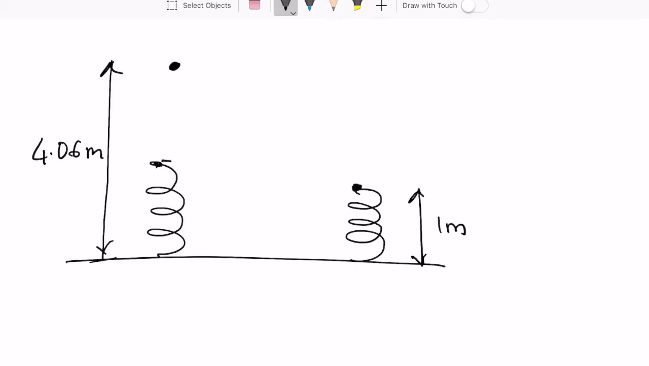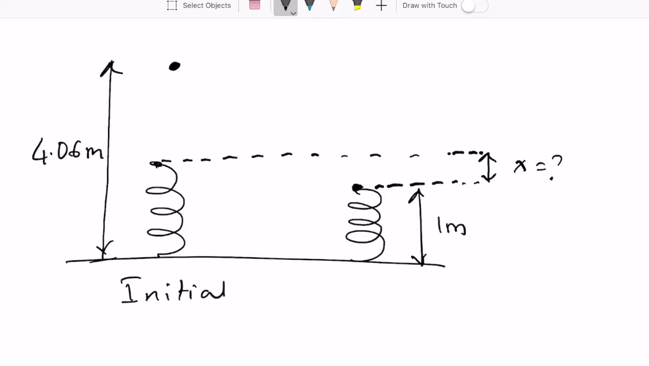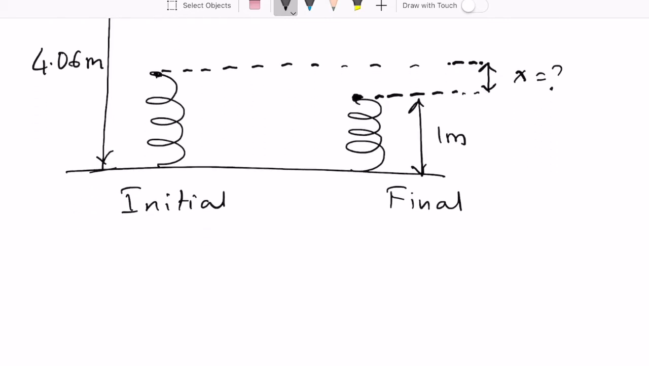So we have to calculate this compression of the spring. That's what we are trying to find. This is the initial and this is the final state. So how do we find that? Let's just apply our equation: K initial plus U initial plus W other equals K final plus U final.